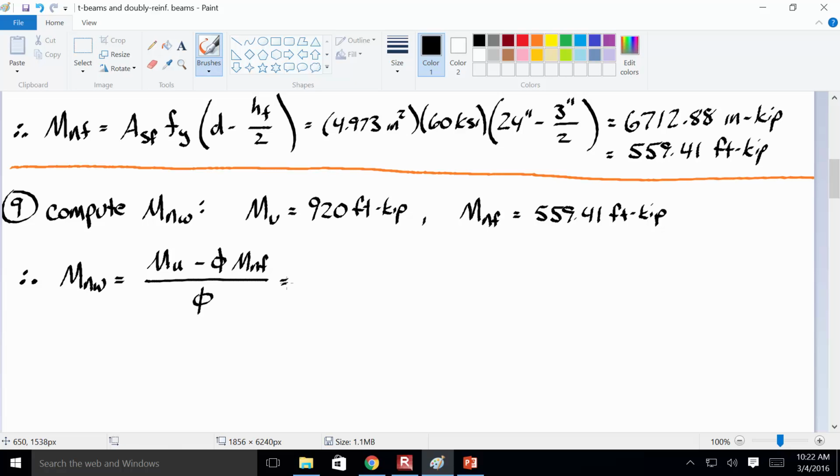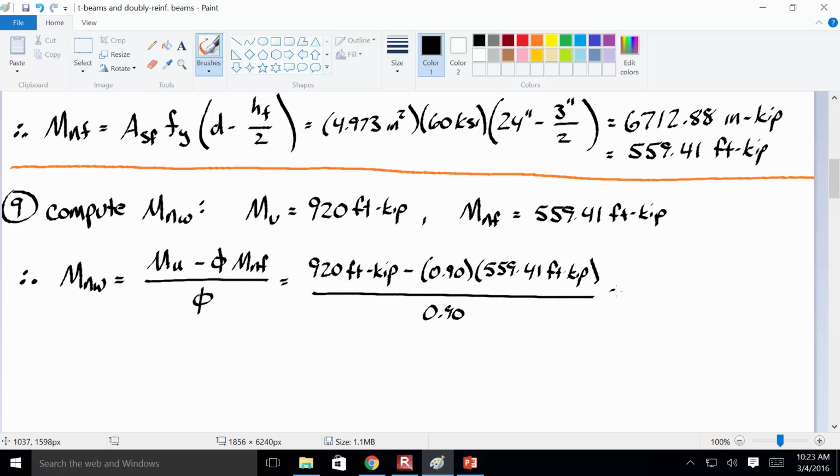Everybody okay with that? So I've got 920 foot kips minus my phi, and I'm still in assumption mode for phi, so we'll say 0.9, times 559.41 foot kips, is 462.82 foot kips, or 5553.8 inch kips.